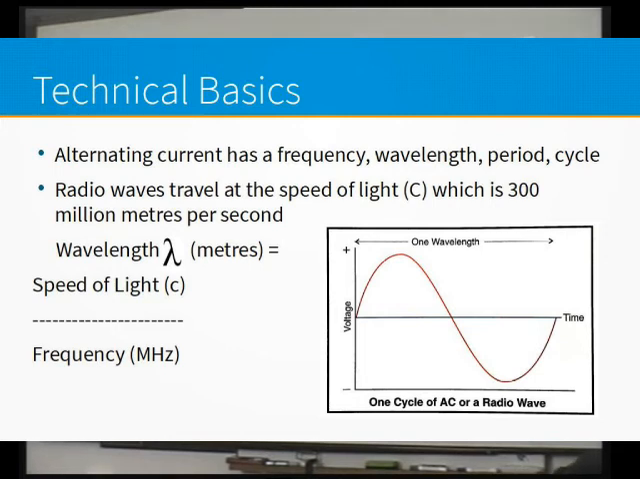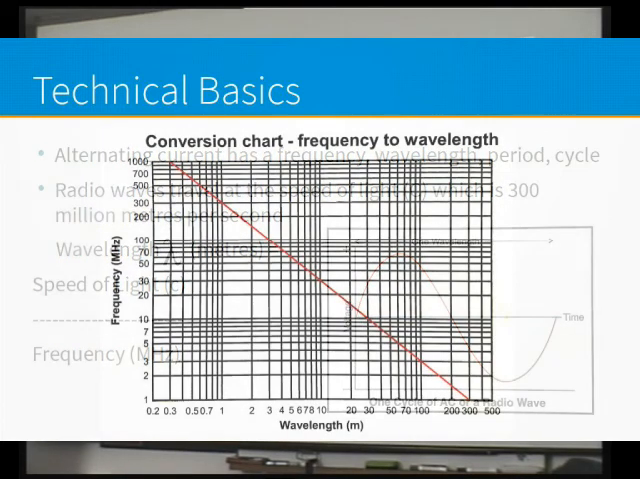And what we can then do is, because we know that the speed of light is constant, there's a little formula that says wavelength, and that's the symbol for wavelength. The wavelength is the speed of light, which is a constant, divided by the frequency, in this case megahertz, to give us meters. Now, any questions about that before I head on?